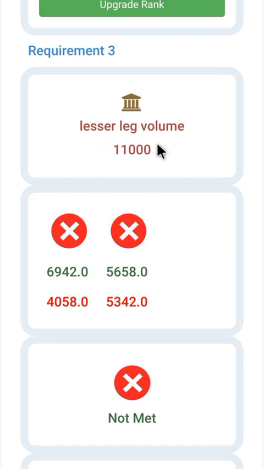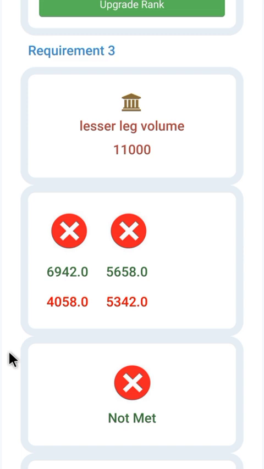The requirement three here shows lesser leg volume should be 11,000. So part of the requirements for silver rank is that at least your lesser leg PV needs to be 11,000. Even if you have 50,000 on one leg, in fact, there are some persons who have like 200,000 PV on one leg, and the lesser leg is not even up to 1,000 PV, those PV on your higher leg will just be there.